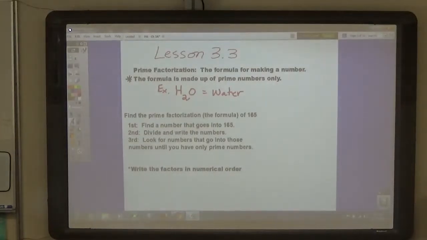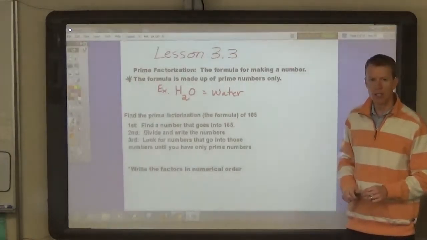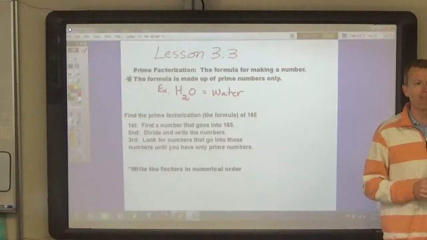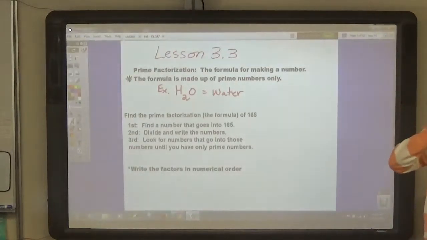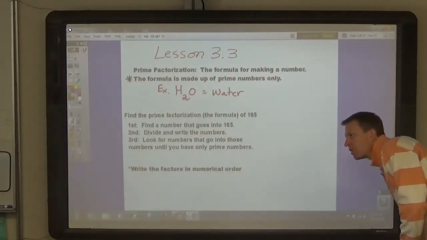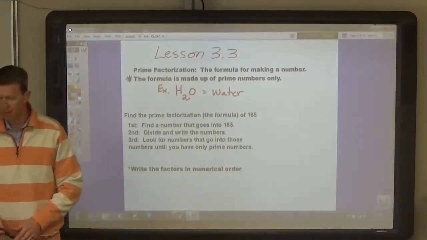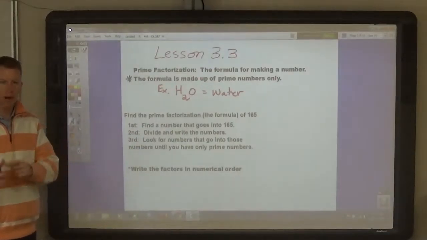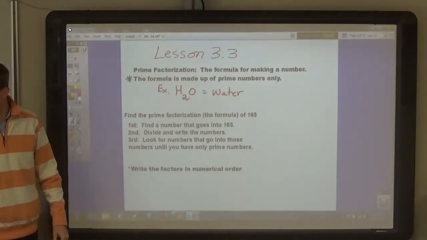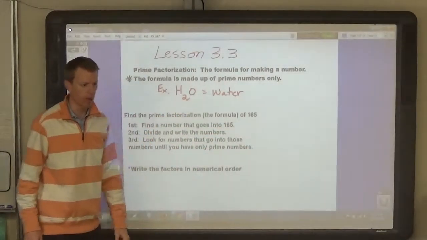We learned that prime numbers only have 2 factors. Composite numbers have more than 2 factors. So we can write the formula for a composite number like 165 using prime numbers. Now, all of our formulas are going to be formulas that you use multiplying, okay? These are multiplying prime numbers together. So the first thing you do when you're given a number is to find a factor that goes into the number.